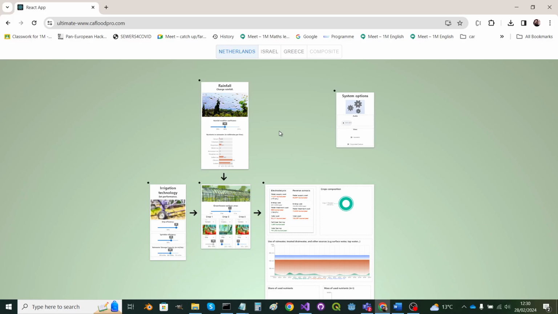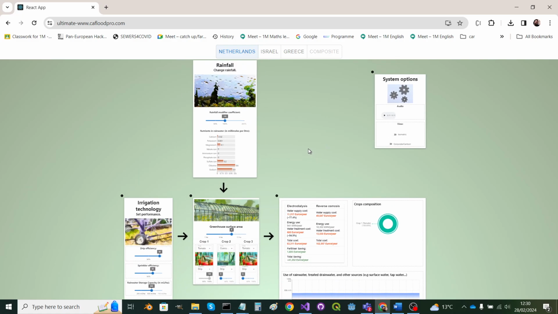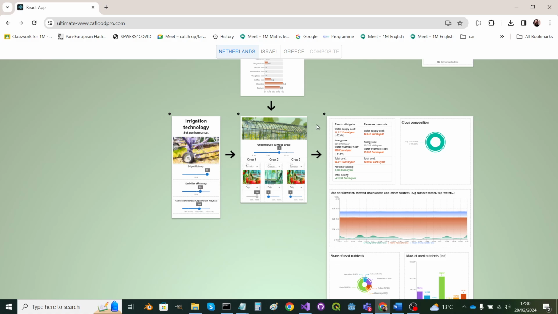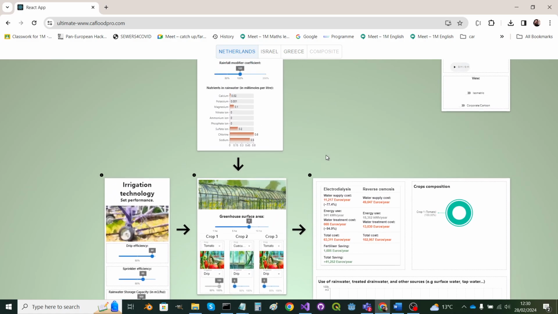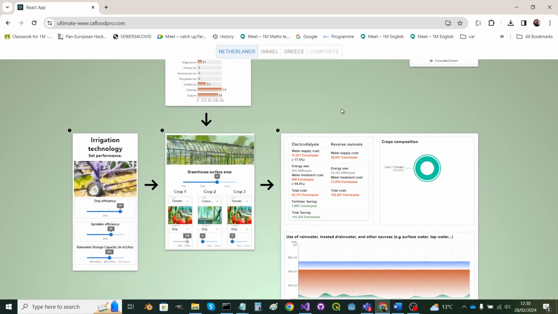Now we can examine the very first case study, which is the Netherlands. So what is the Netherlands case study about? Well, it's about a greenhouse and how water and nutrients can be recovered and reused.